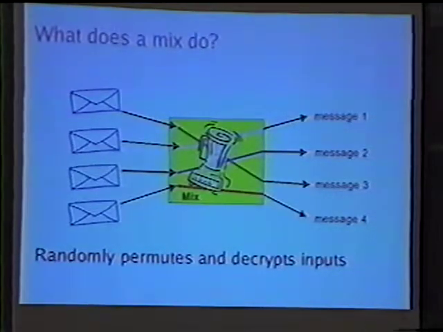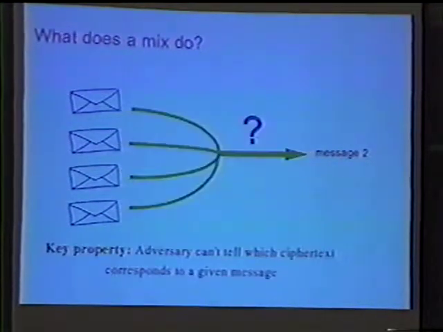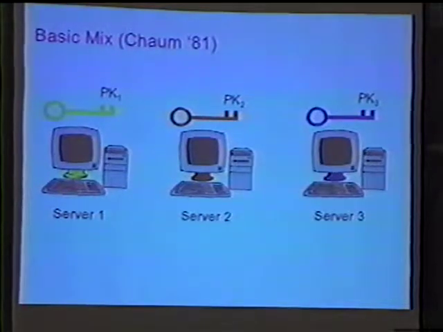So the high latency stuff, mixes. So imagine you've got a node somewhere on the internet and a bunch of people send mail in, it decrypts the mail and shuffles it around and sends it out. So the idea there is that one of the messages on one side corresponds to some message on the other side, but the adversary isn't able to figure out which one is which.